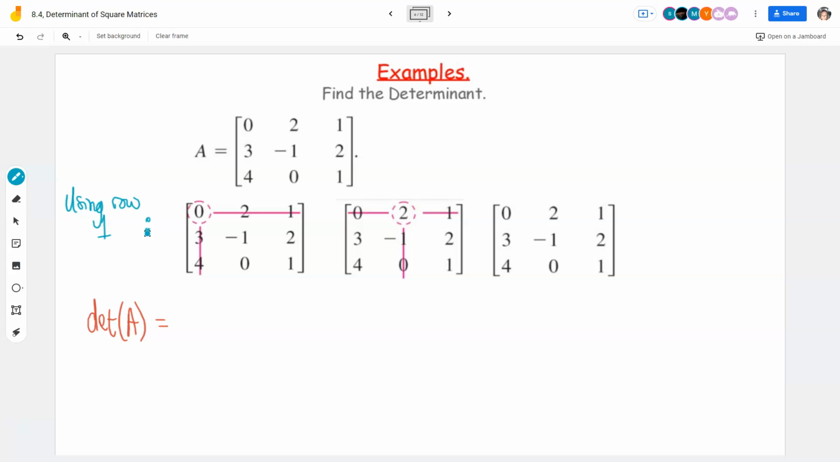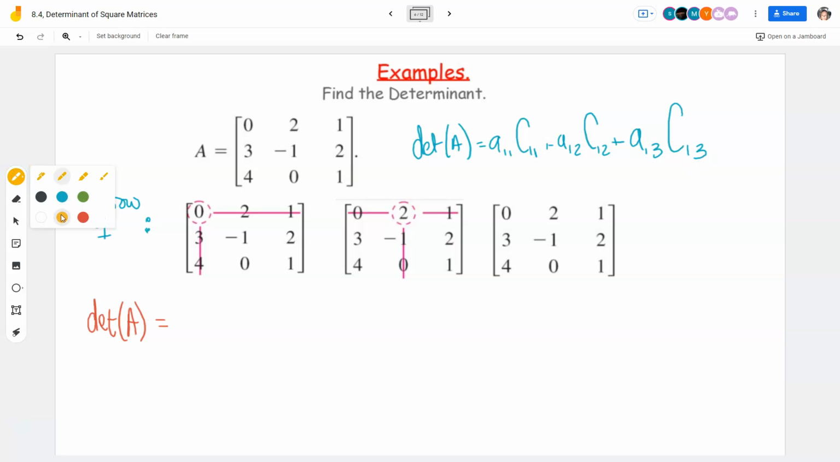So what I'm trying to find is the determinant of A is equal to A11C11 plus A12C12 plus A13C13. I'm using row 1. That's as big as my matrix goes, so that's where I'm going to stop. And I'm thinking the idea of positive, negative, positive.